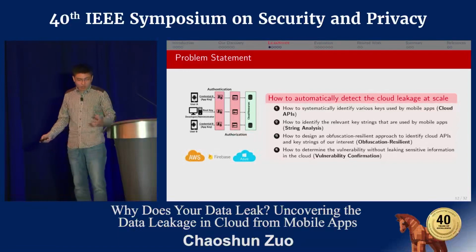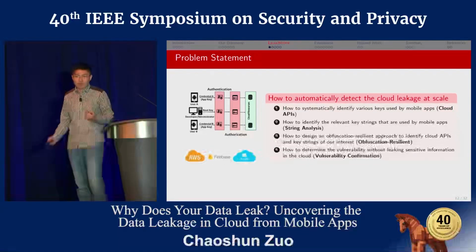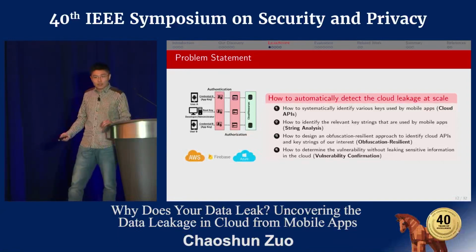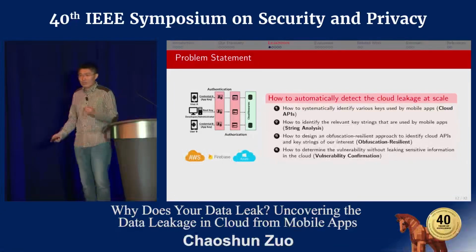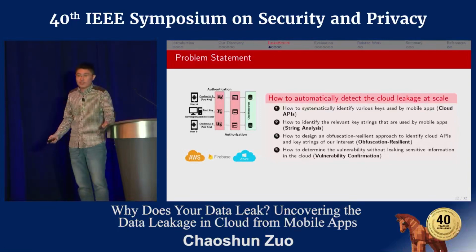To do so, the first question is how to systematically identify various keys used by mobile apps. Since we know the app talks to the cloud by invoking cloud APIs that are provided by the cloud provider's SDK, in their SDK there must exist a cloud API that takes a key as parameter. So we can identify the keys by locating such APIs. But we cannot directly get the value of the parameter. So the second question is how to identify the relevant key strings that are used by the mobile app.